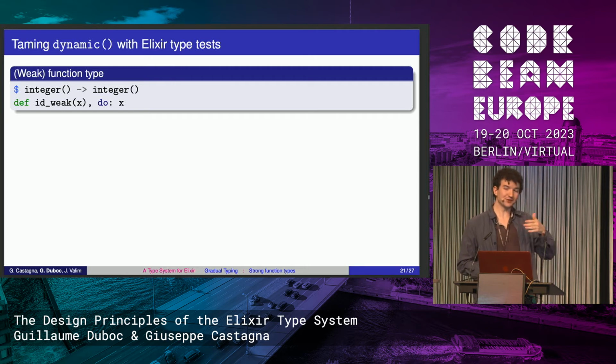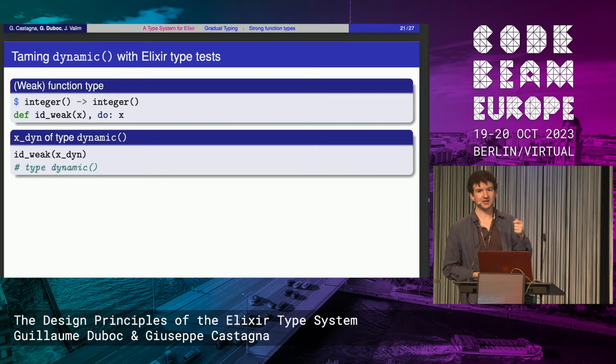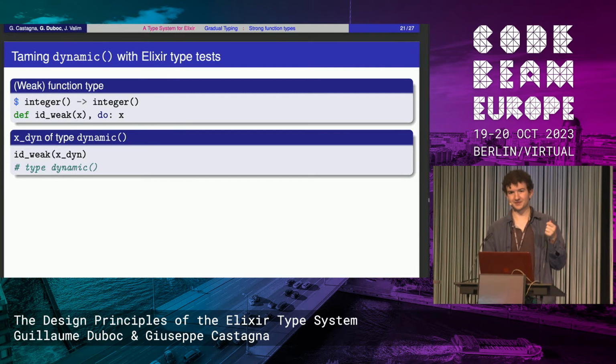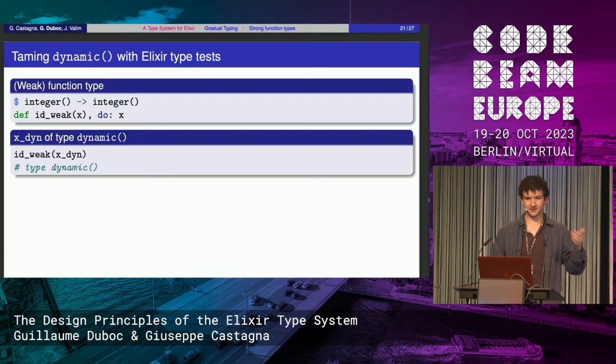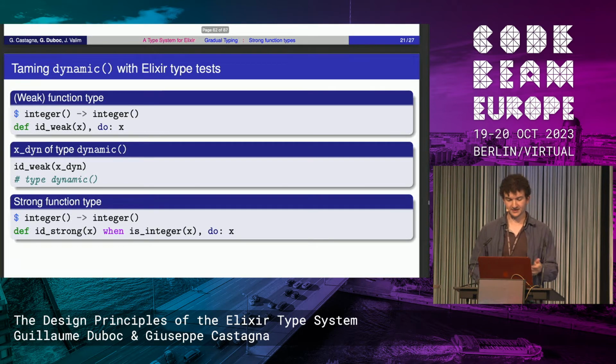So we do it by using strong function types. So what's a weak function type? Here is one. We have this identity function that has type integer to integer, because when given an integer, it returns an integer. And it is weak because if you give it a value of type dynamic, you cannot say that it's going to return an integer, right? Because this could be a Boolean, and idWeak is going then to return a Boolean. So here, the dynamic just erases your type annotations and renders them meaningless.